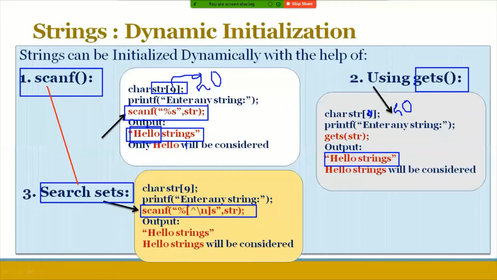So what is the meaning of this except \n within the square brackets? While reading, once you enter this string through the keyboard, it will check whether H is equivalent to \n or not. It is not, so it will consider H. Next, E is not equivalent to \n. L, O, like that, all the characters including spaces will be compared. Space is not equivalent to \n, so it will be accepted and considered.